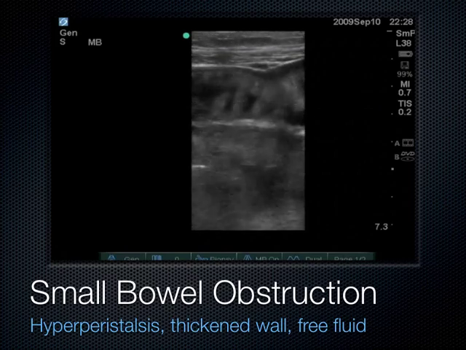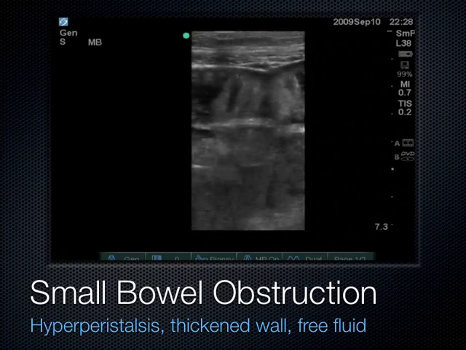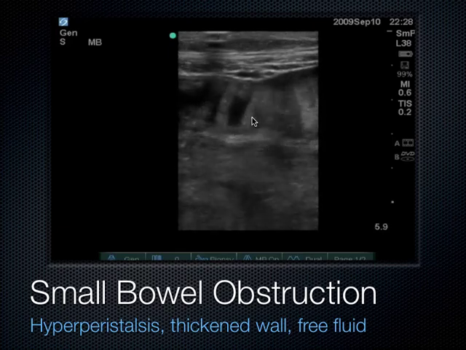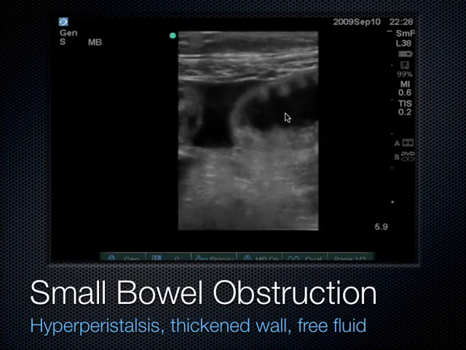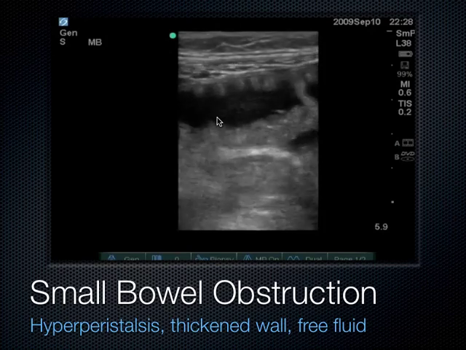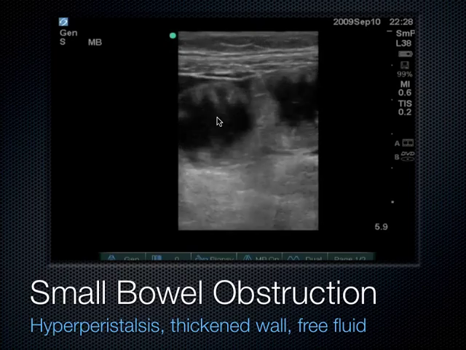Now, here's another example of small bowel obstruction, and we can see the plicae circularis up there, seen going across this loop here. A pretty dilated loop of small bowel, the plicae, and there's also fluid between these two different loops next to one another. There's fluid surrounding it, which tells us there's probably been perforation.